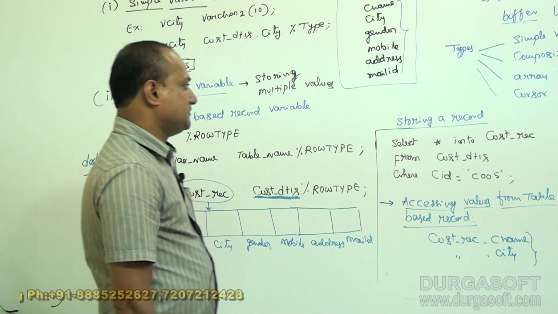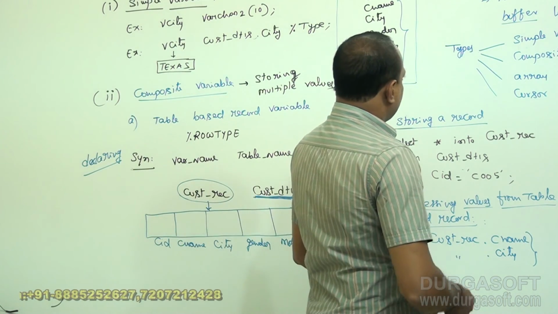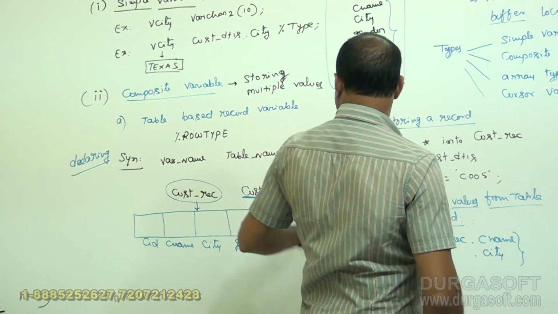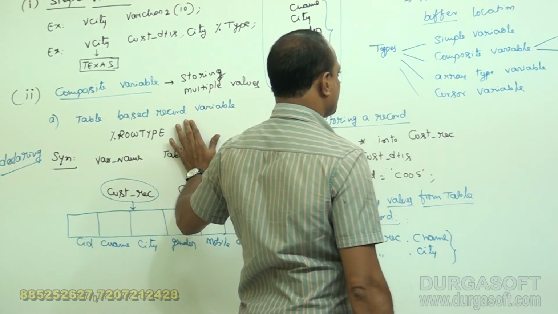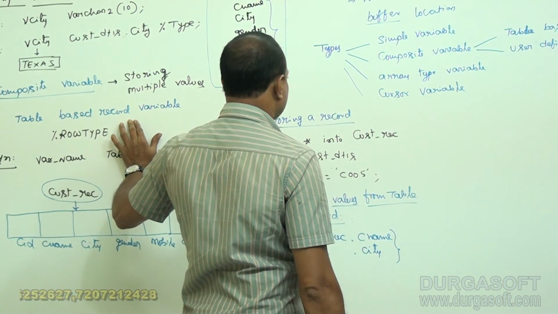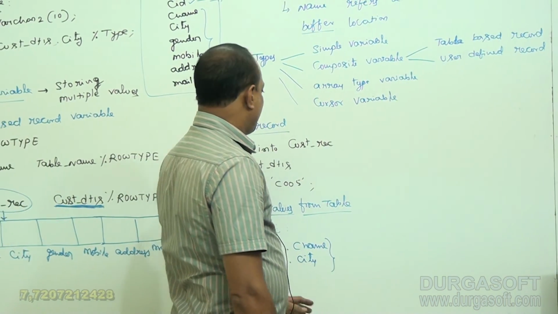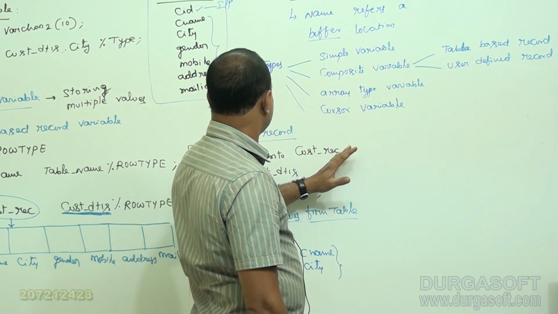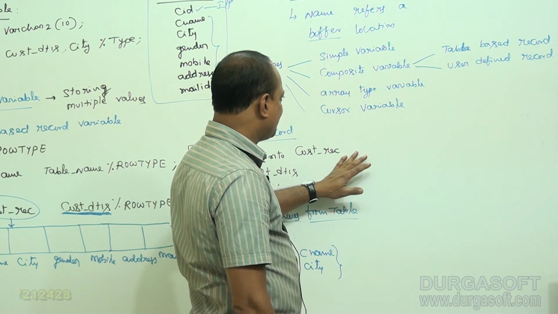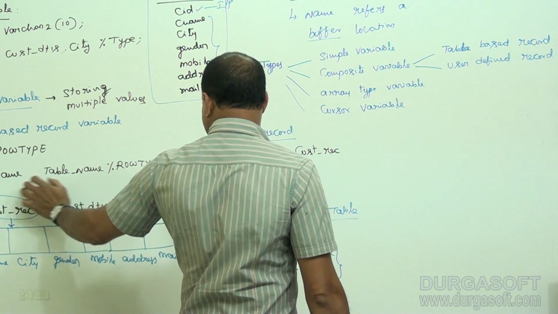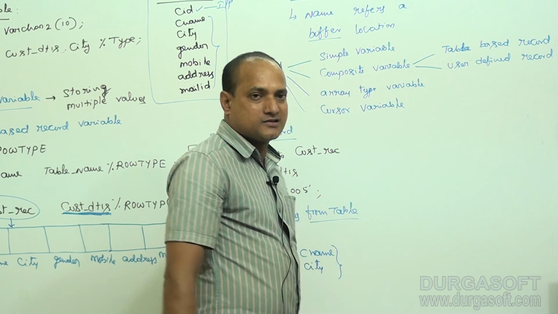Okay. Now, next one under composite variable. We have just checked the table based record. Let me explain the next one. Before going to that, let me discuss a program which supports this type of table based record variable.